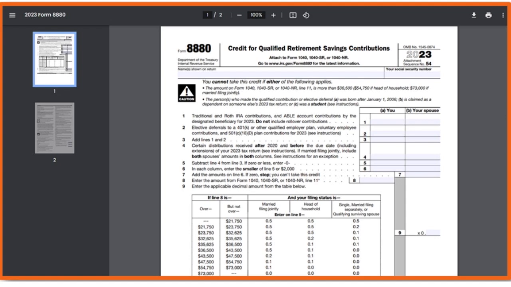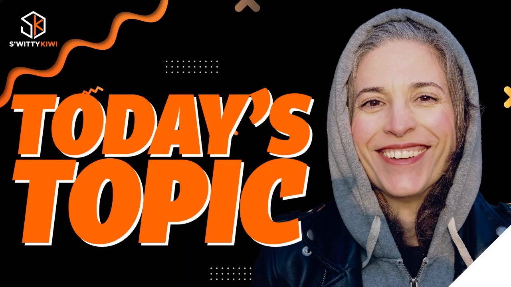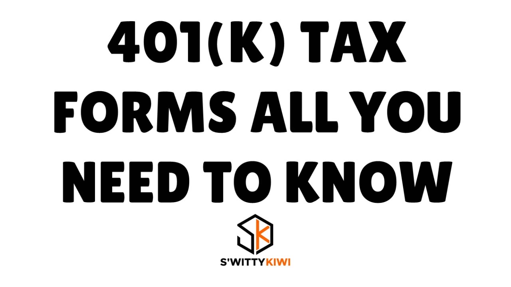So I want you to look on the screen here. Here is how Form 8880 looks. This is kind of straightforward here. I want to quickly remind you of today's topic. We are having a conversation about all the forms that relate to 401k, and I just want you to have a clear idea of what you really need to prepare if you want to go that route.